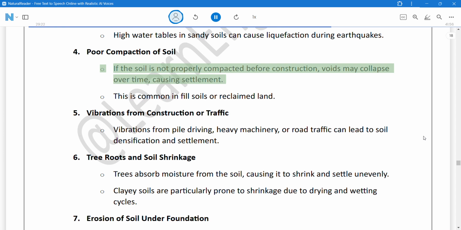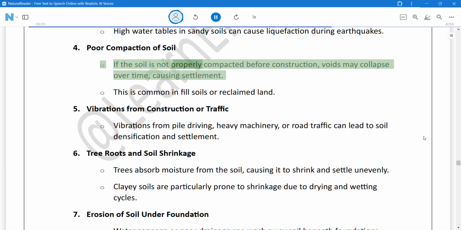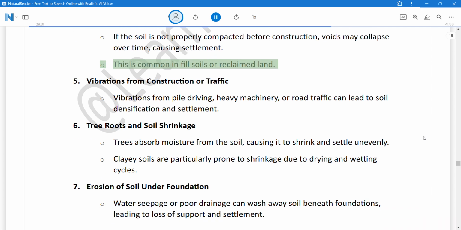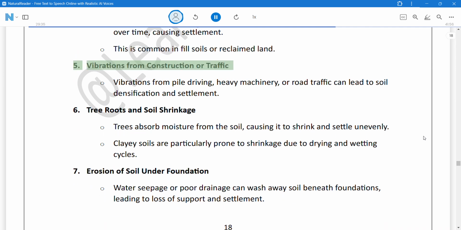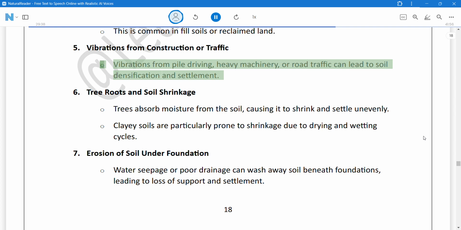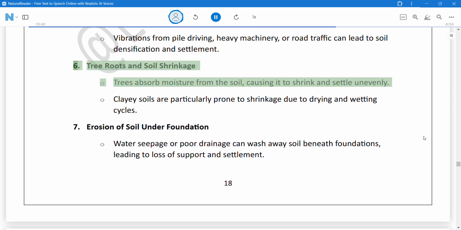4. Poor compaction of soil. If the soil is not properly compacted before construction, voids may collapse over time, causing settlement. This is common in fill soils or reclaimed land. 5. Vibrations from construction or traffic. Vibrations from pile driving, heavy machinery, or road traffic can lead to soil densification and settlement.